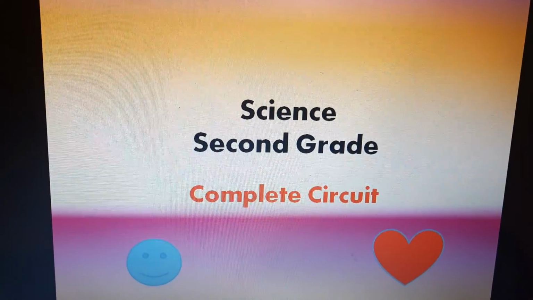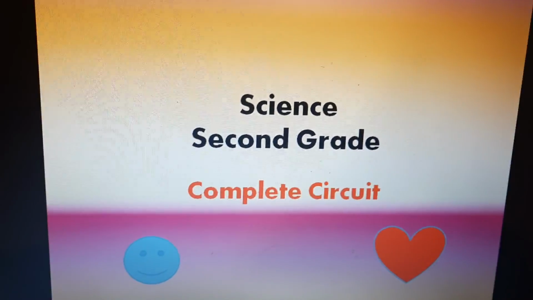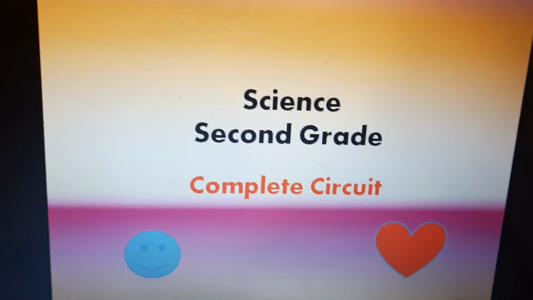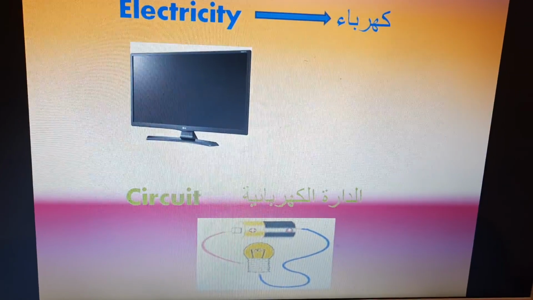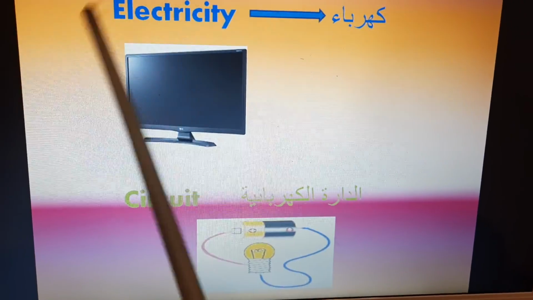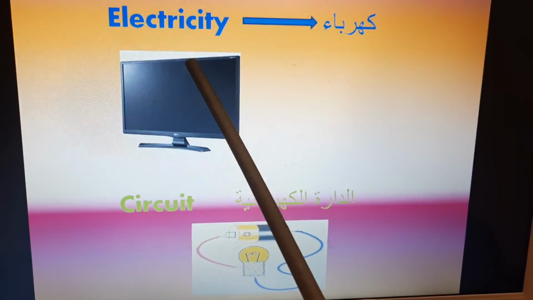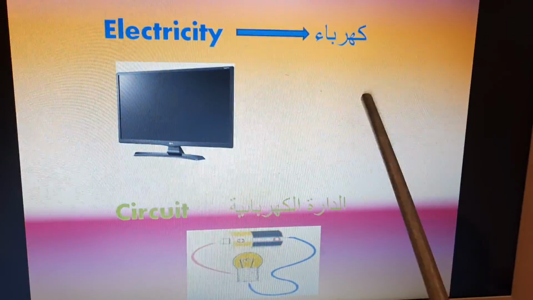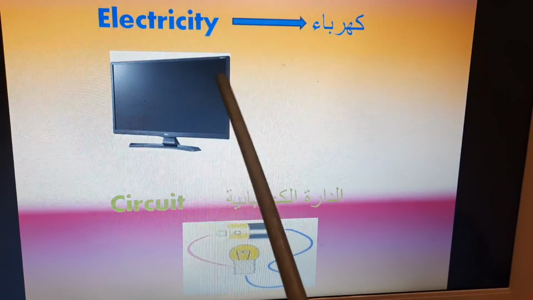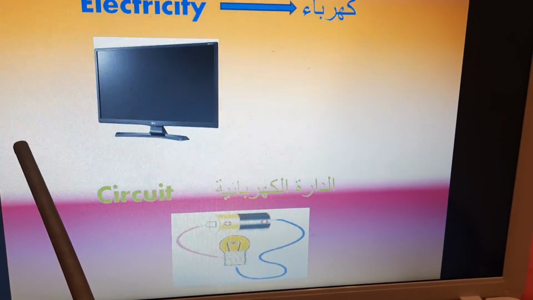Today, for second grade in science class, we will talk about complete circuit. Look at here, please. We talked before about electricity. What does electricity mean? Electricity means kahruba. And we talked about objects that need electricity to work.